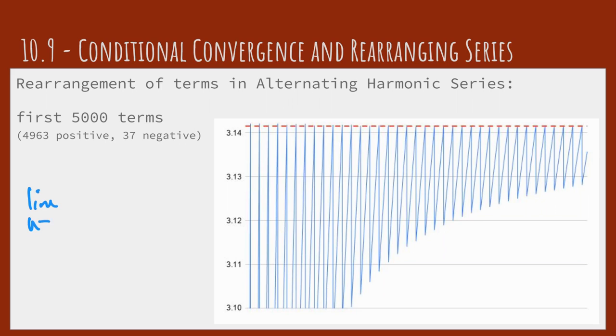So the limit as n approaches infinity of our partial sums in this process is pi, where when we didn't rearrange, it was the natural log of 2. I chose pi here, but we could do this with any constant that we want.